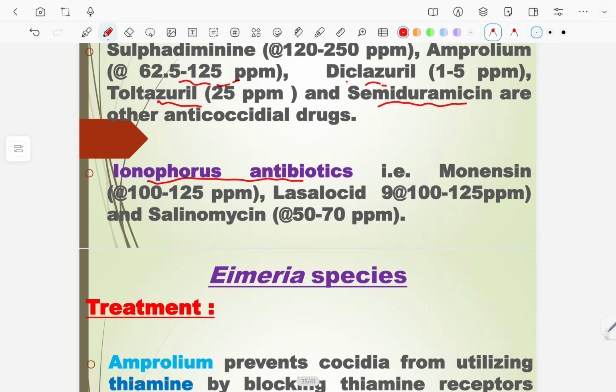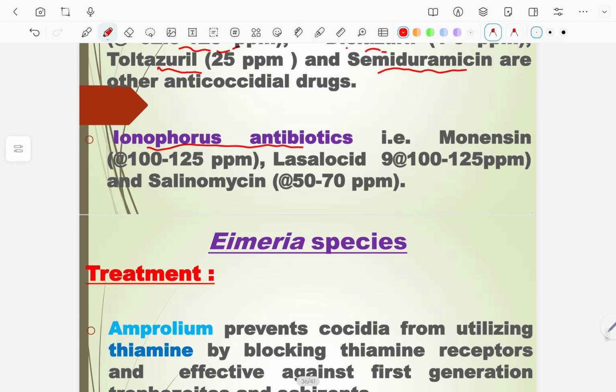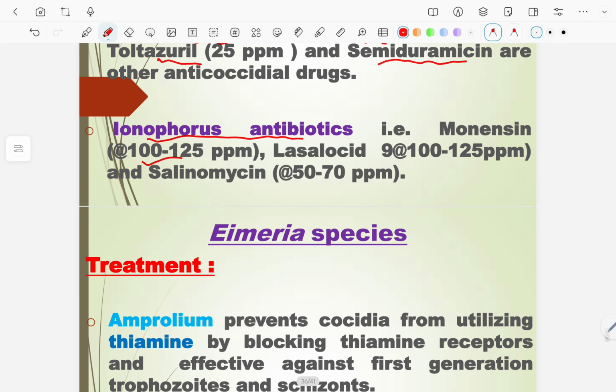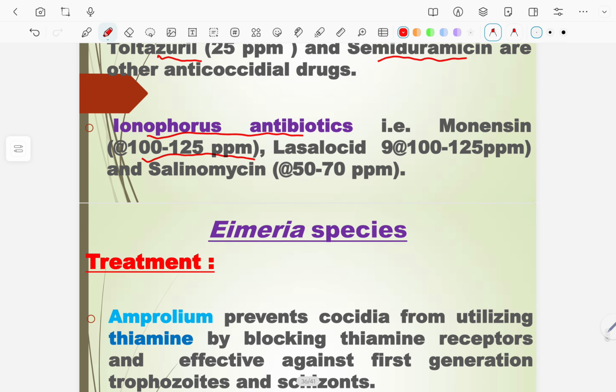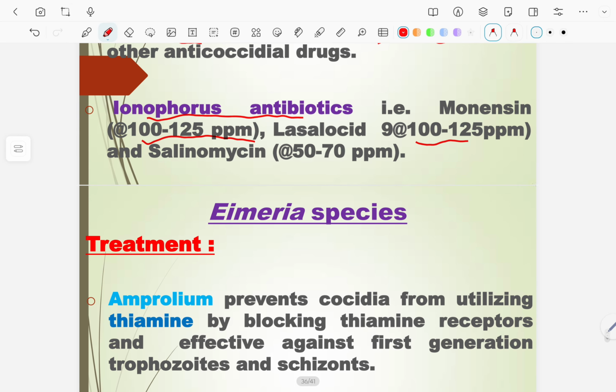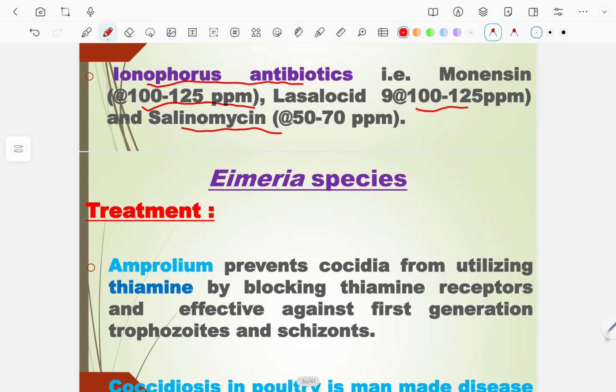Ionophore antibiotics, for example monensin 100 to 120 ppm, lasalocid 100 to 120 ppm, and salinomycin 50 to 70 ppm.